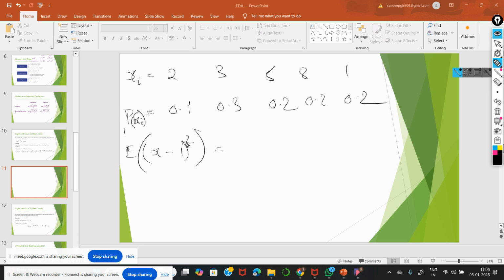See here, x minus 1 square. So it is nothing but 2 minus 1 whole square. 2 minus 1 is 1. So 1 into 0.1. Okay, the formula for this one would be x minus 1 whole square into probability of xi.